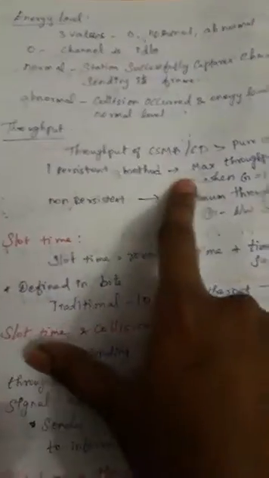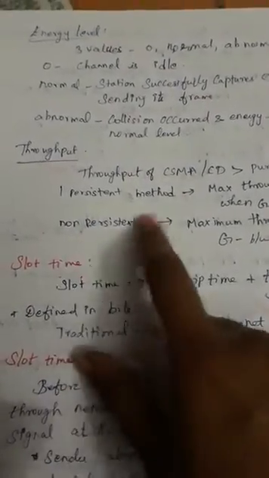This is our energy level. It has three values: zero, normal and abnormal. Normal means the station successfully sends the frame. Abnormal means a collision occurred and the energy level is twice the normal level. Throughput: here we are using the one-persistent method. For the one-persistent method, the maximum throughput is 50%. For the non-persistent method, the maximum throughput is 90%.